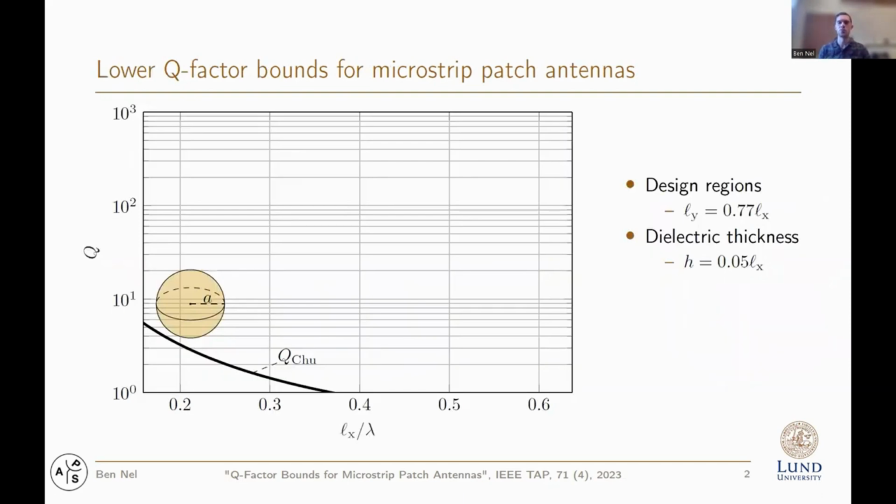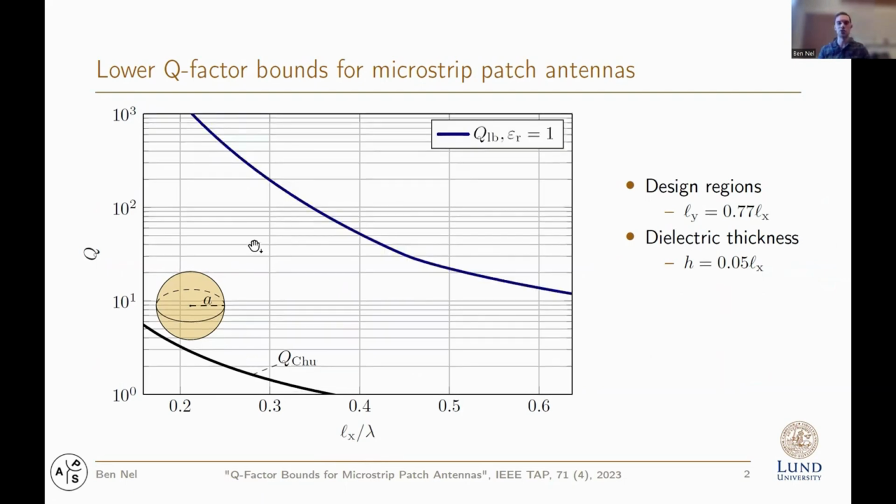So for this example, we consider this constraint on the patch design region with this dielectric thickness. And then we're going to represent the bounds with respect to the patch design region dimension normalized by the free space wavelength. So let's first take a look at the Chu limit, which considers a spherical design region. And what we see when we compare this to our bounds with having a relative permittivity of 1 for the substrate, there's orders of magnitude difference.